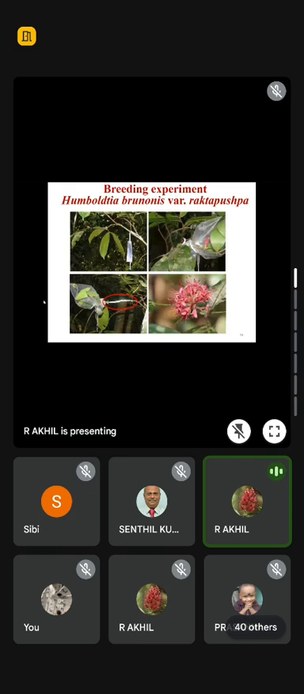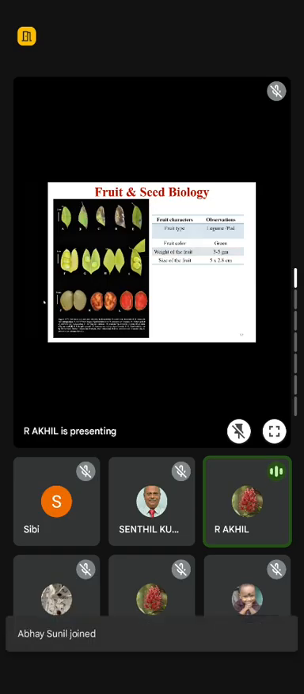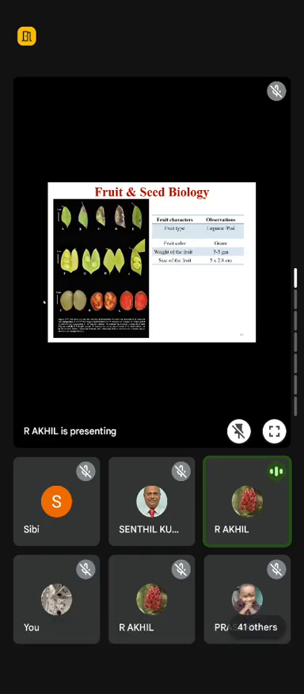And then fruit and seed biology. The fruit is a legume or pod, which is common in both species, and green in color. The size and the shape of the fruit are almost similar. Then the seed viability was analyzed with the tetrazolium staining test, and most of the seeds are viable.